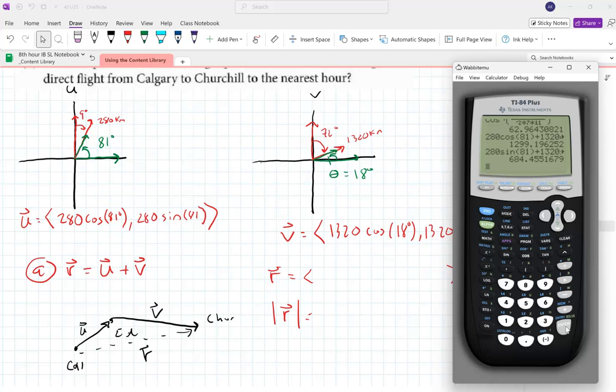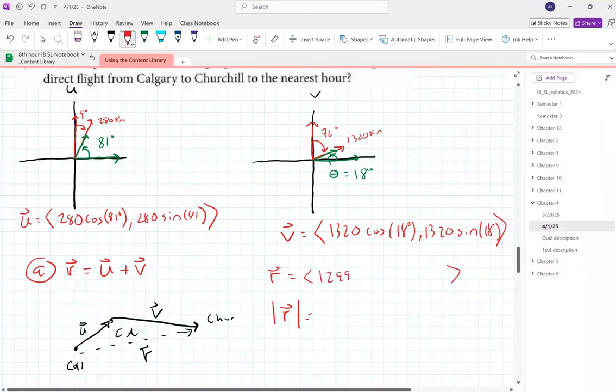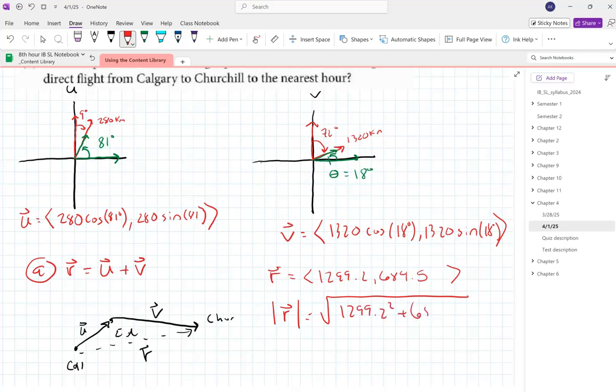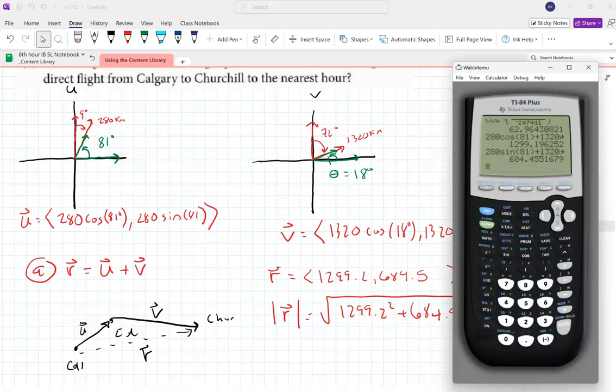It was fine. Okay. So the components are 299.2 and 684.5. So there's my magnitude calculation. You guys remember doing magnitudes with vectors before?